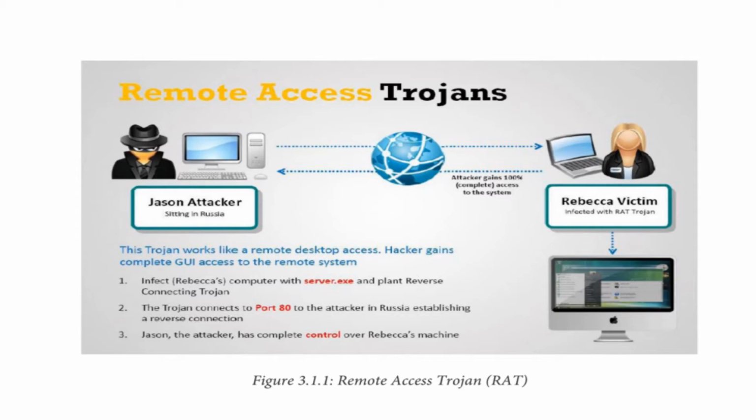Actually, these Trojan horses work to install a backdoor into the target victim's computer. This backdoor allows attackers to get access to the target computer without the further authentication and authorization that is required in normal conditions. Here the reverse connection works like remote desktop access, so the hacker gets complete GUI access to the remote system. The attacker infects the computer with server.exe and plants a reverse connecting Trojan, and then the Trojan connects to port 80, which is HTTP, to the attacker in Russia, establishing a reverse connection. At last, Jason has complete control over Rebecca's machine.